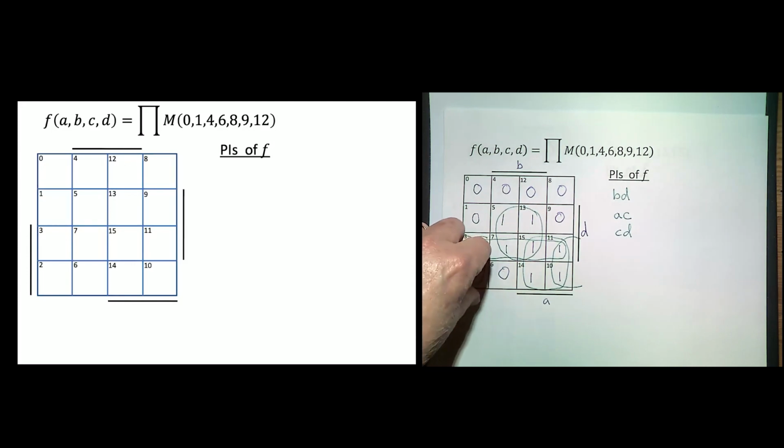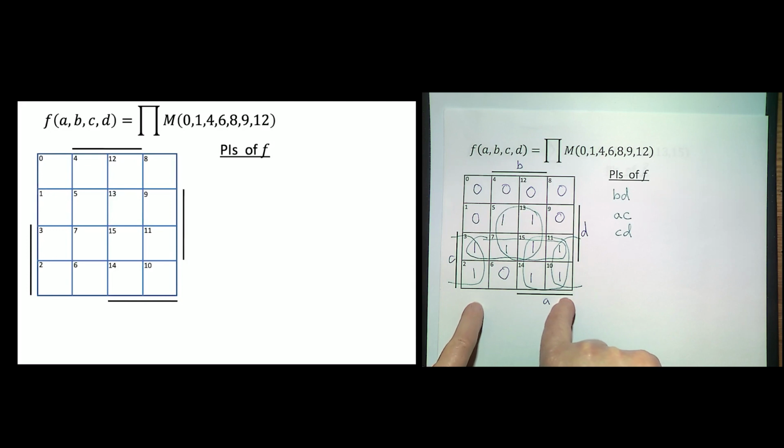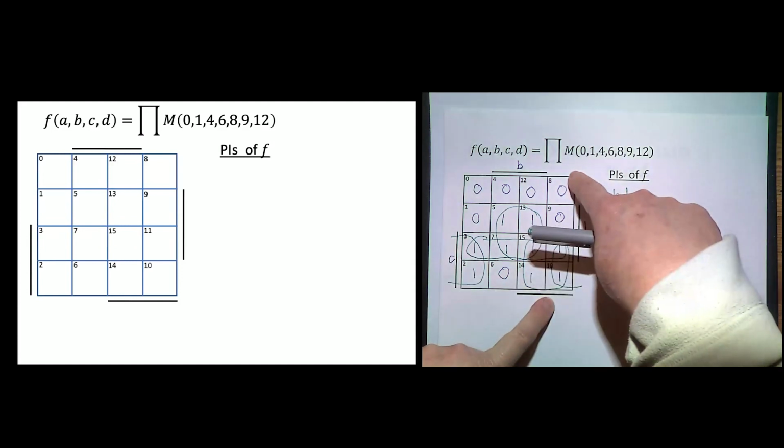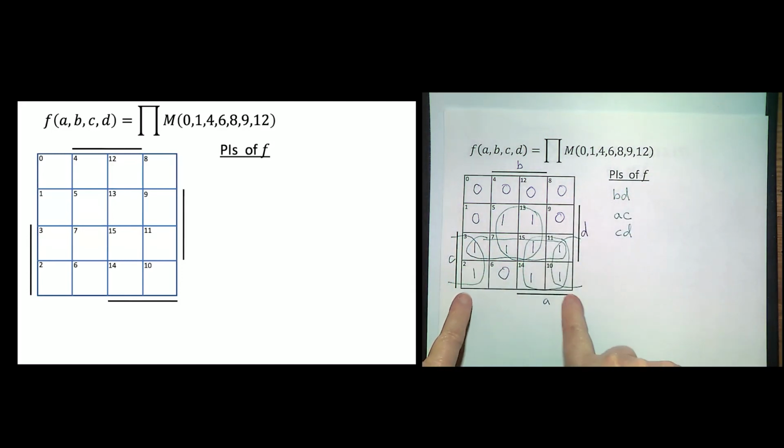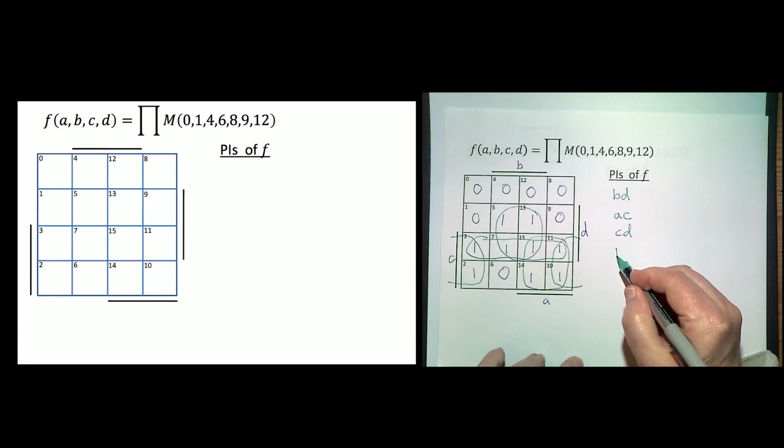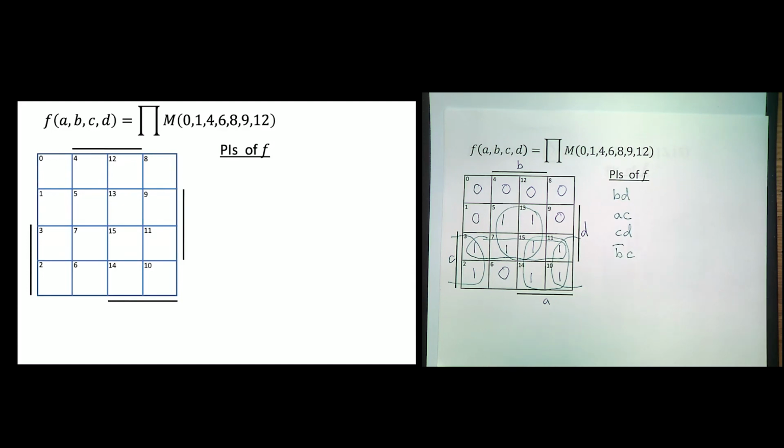unfortunately nobody tried to draw just these 2x1s. Okay, so this is an easy mistake to make, is to forget that the left side is next to the right side as well as the top and the bottom. Okay? And what's this one? What's the product term? B not C. Okay. Any more?